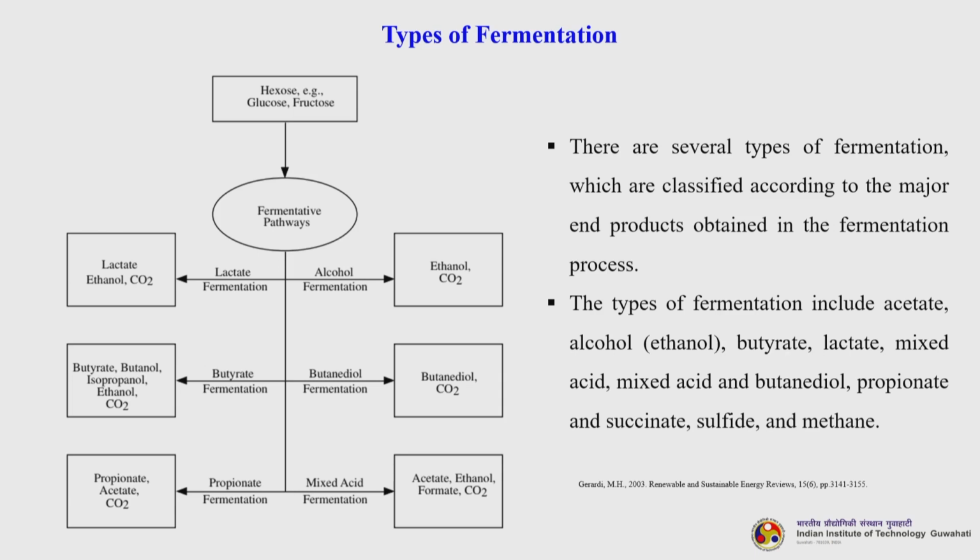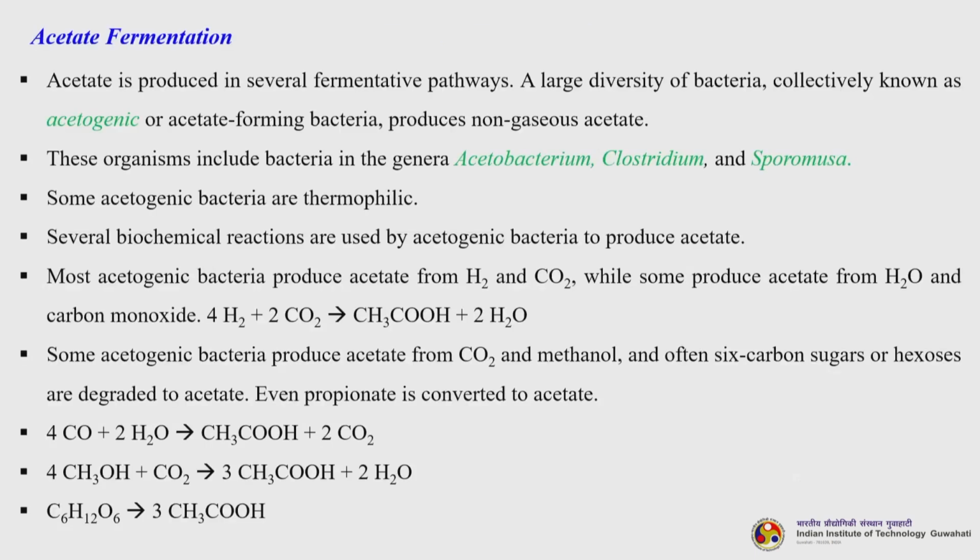So, these are different types of fermentation pathways. We will see one by one. The first is acetate fermentation. Acetate is produced in several fermentative pathways. A large diversity of bacteria, collectively known as acetogenic or acetate forming bacteria, produces non-gaseous acetate.